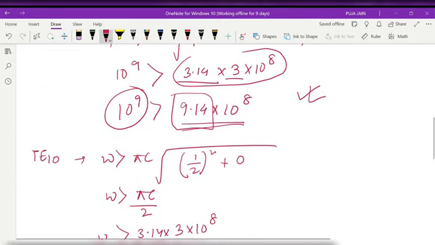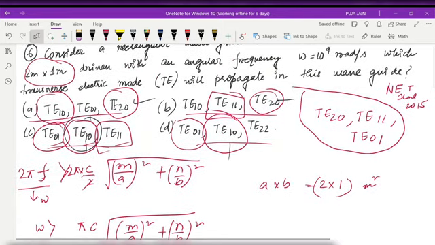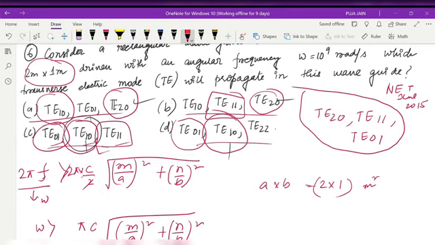Okay, so now let's eliminate some options here. TE11 is not possible, so this option is not possible. Now this is possible or this is possible. Now TE10 we have checked, TE20 we have checked. Now we have to check either TE01 or TE22.